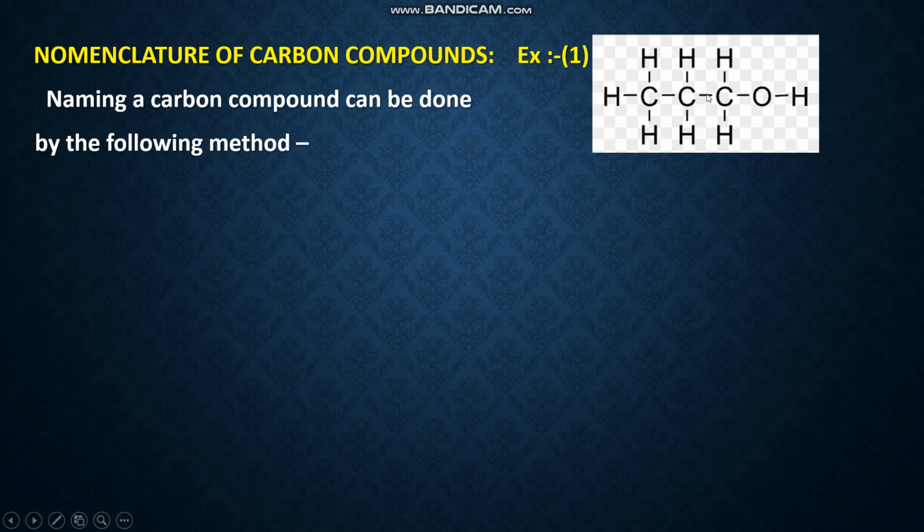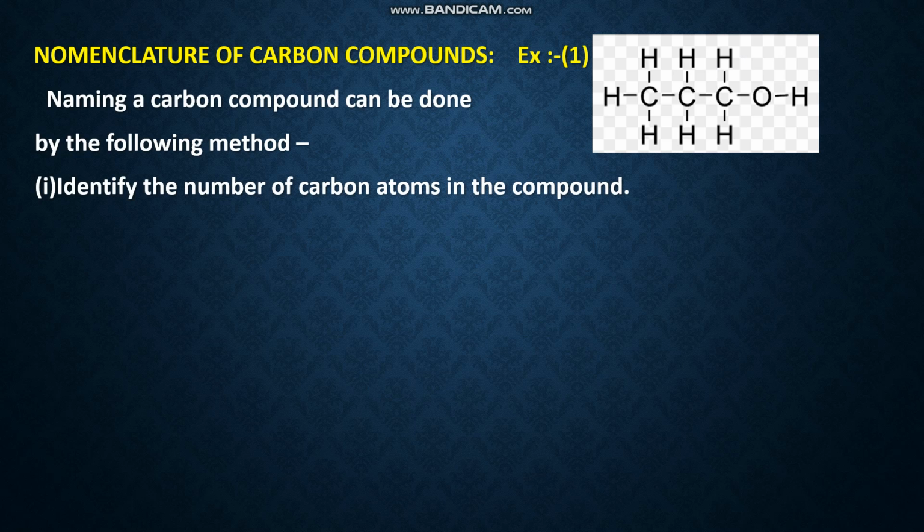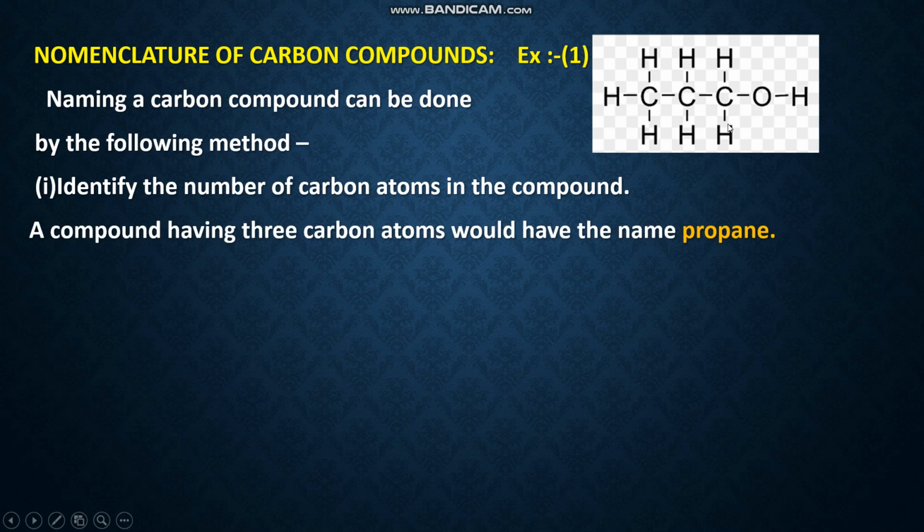So let us see here. Naming of carbon compounds can be done by the following method. First step, identify the number of carbon atoms in the compound. We have identified that here it is 3 carbon atoms. So what is the alkane which has 3 carbon atoms? A compound having 3 carbon atoms is propane. Next we have to see which functional group is present in this. Here you can see the functional group is OH.